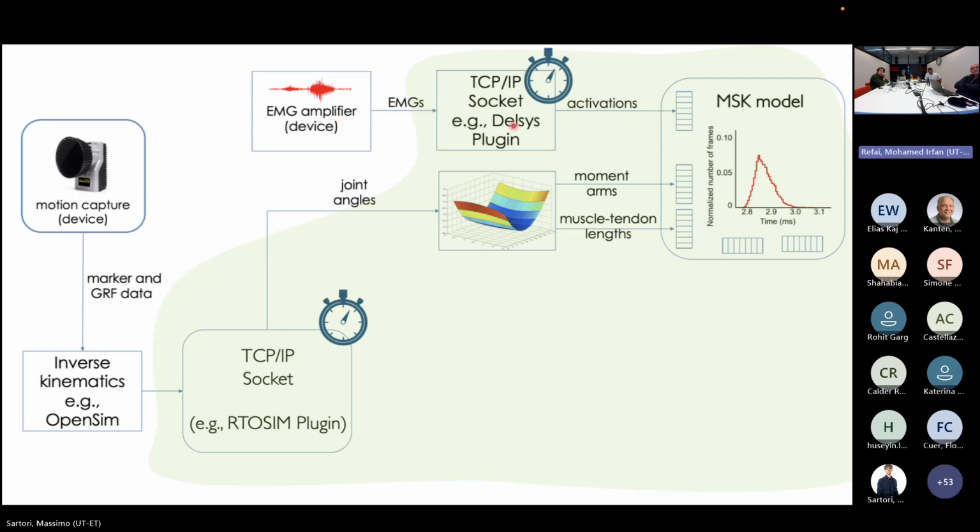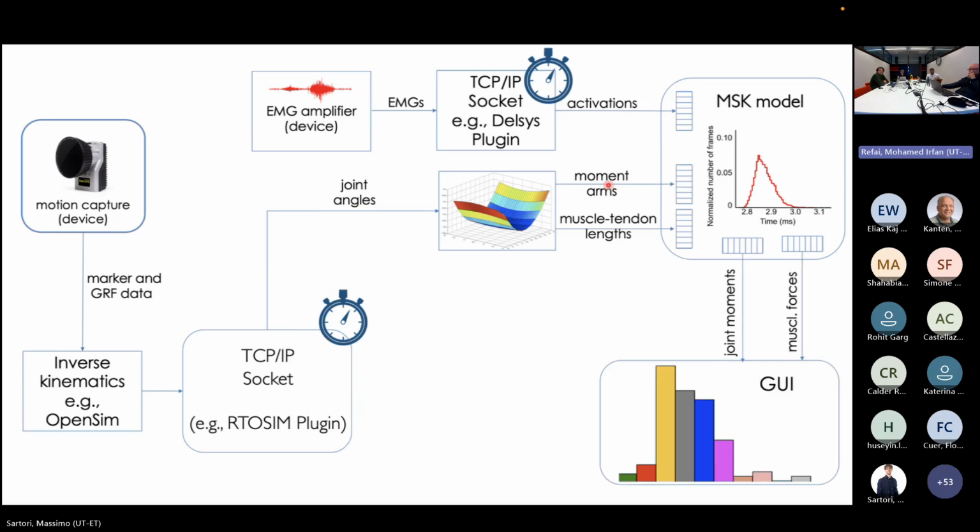And then through the EMG plugin, we essentially get muscle activations, which we feed into the musculoskeletal model. The musculoskeletal model uses activation, moment arms, and muscle tendon lengths to estimate the resulting muscle forces and joint moments. And these are displayed to the user in real time through a simple graphical user interface.